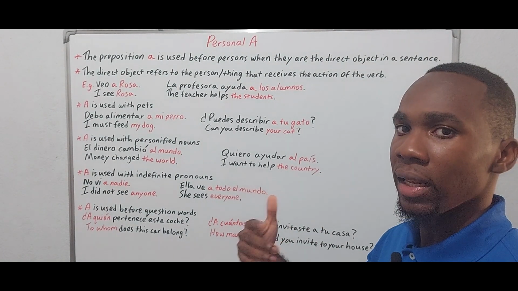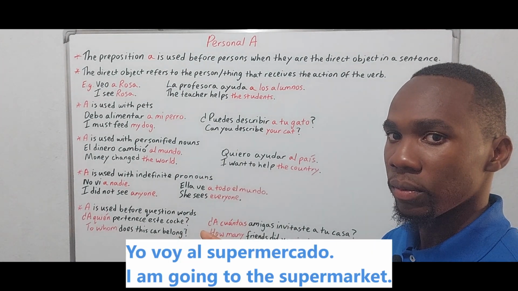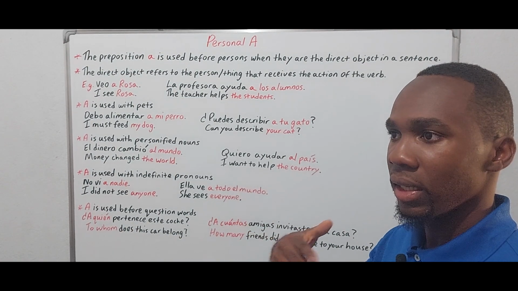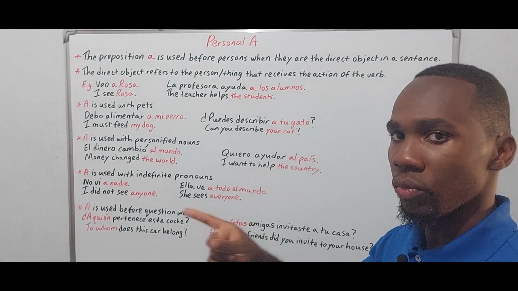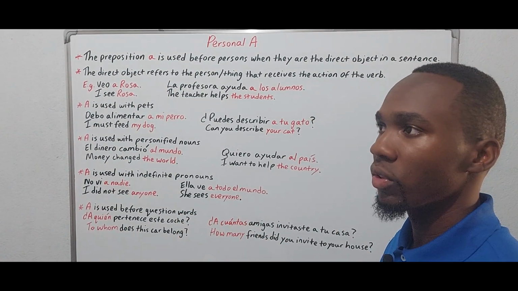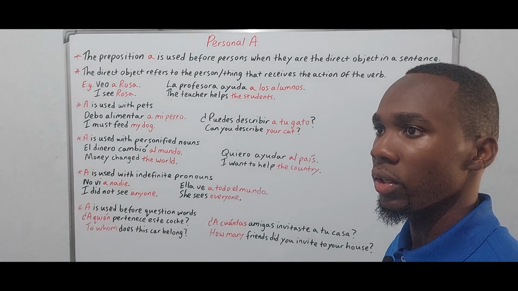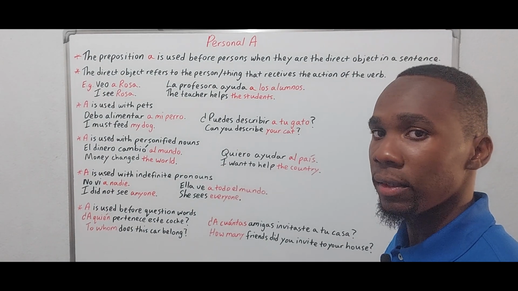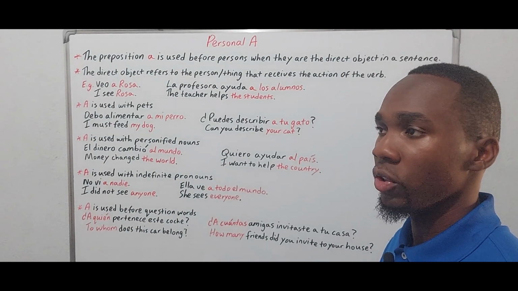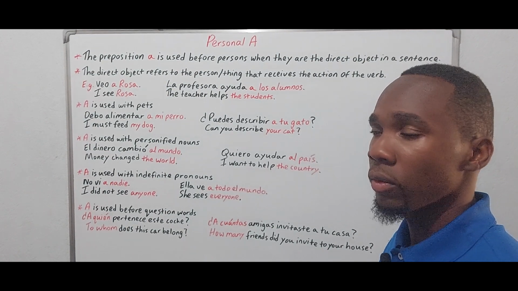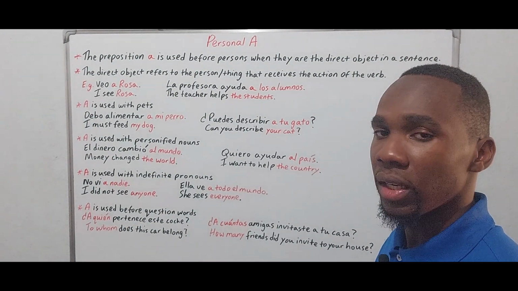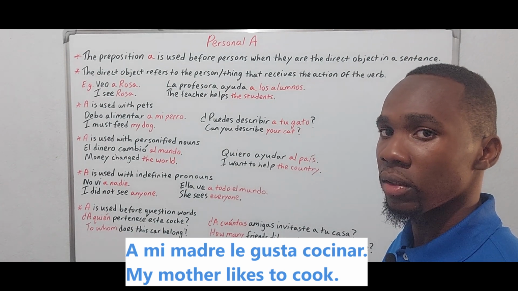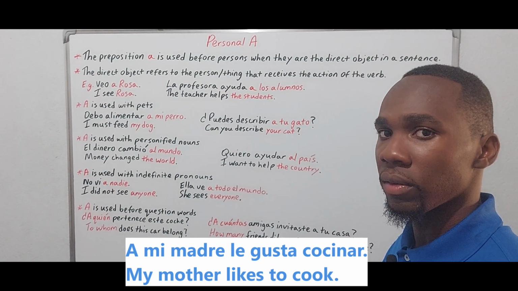So we can use A as a preposition to indicate movement, right? Yo voy al supermercado. I'm going to the supermarket, right? A indicates direction. To. We can use a to introduce the specific person who is doing the liking when we're using verbs like gustar. For example, a mi madre le gusta cocinar. My mother likes to cook, or cooking is pleasing to my mother, right?